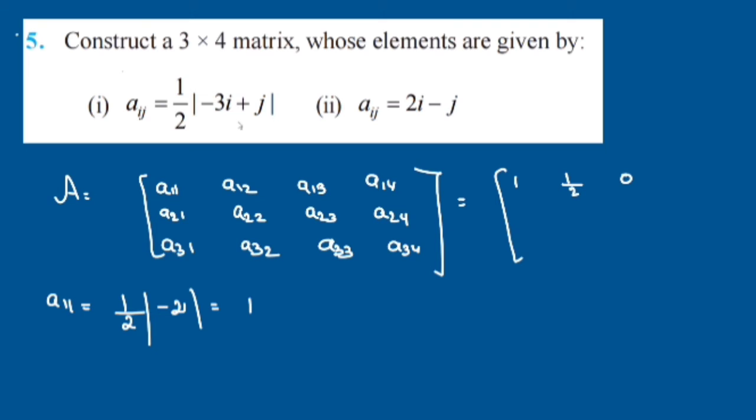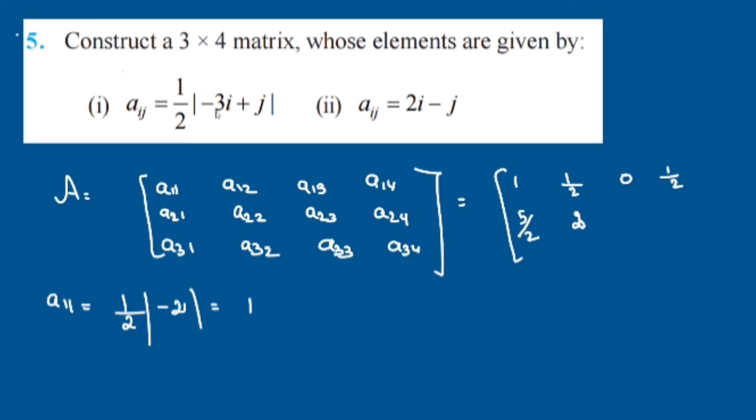A14: minus 3 plus 4, 1 by 2. A21 into minus 6 plus 1, so minus 5 by 2, that is plus 5 by 2. Then A22: minus 6 plus 2, so minus 4 by 2. So minus 2 will become plus 2.